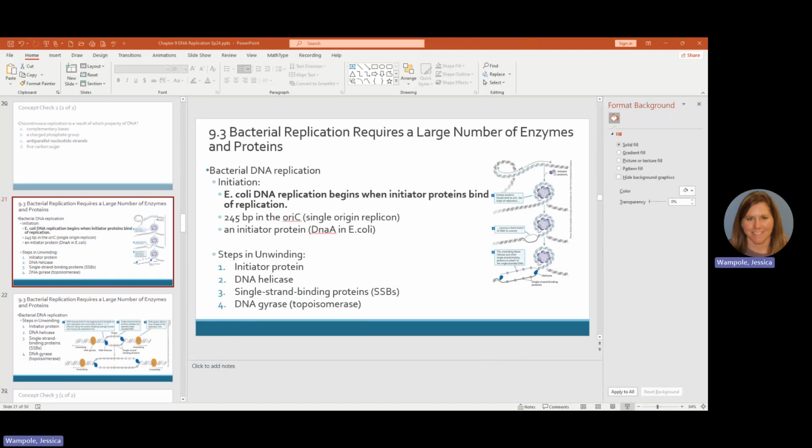So topo means to twist. The term topoisomerase means an isomer is a different form of the same molecule. So topoisomerase allows the same molecule to twist into a different shape, is basically what it's doing. It is going to relieve some of the twisting stress on that molecule.